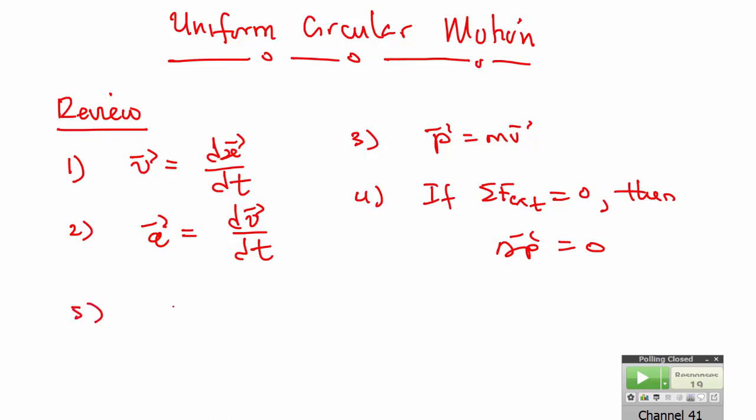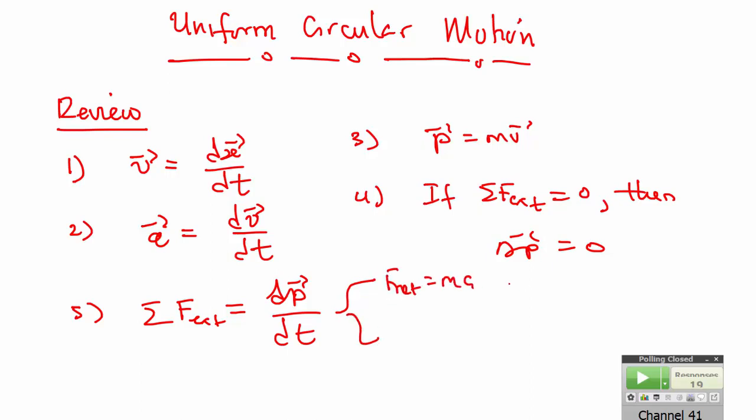Five, Newton's second law states that the sum of all external forces acting on a system is equal to the rate at which the momentum of that system changes. Now this gives us two expressions. F net is equal to ma, which is used when m is constant, and F net equals v dm/dt, which is used when v is constant but m is changing.